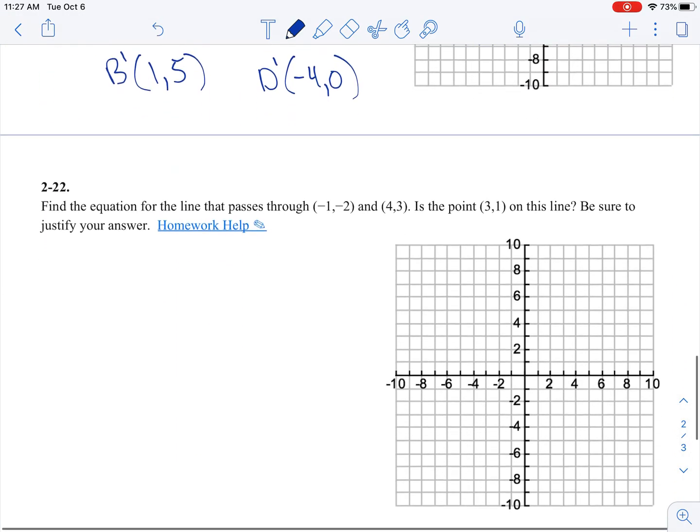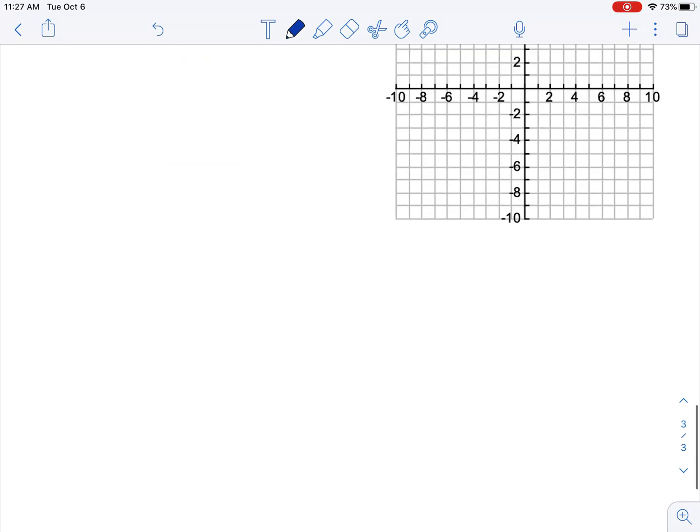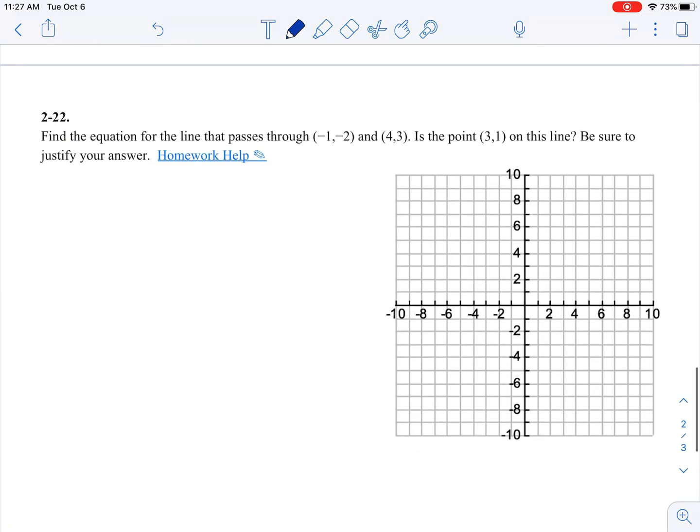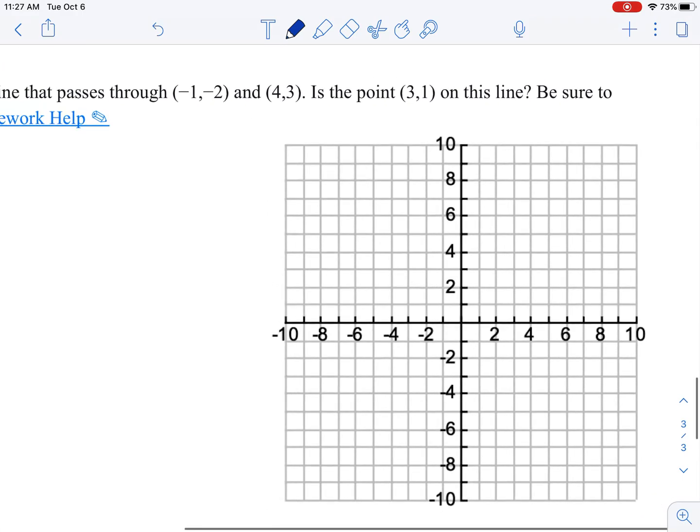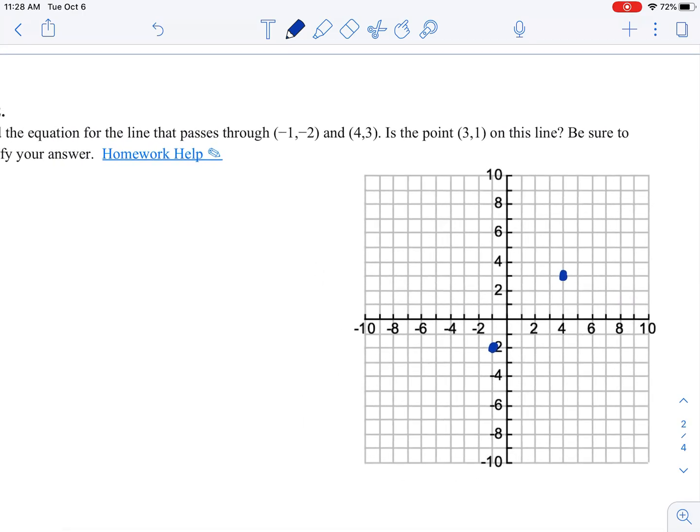All right. 22, find the equation for the line that passes through. I think this is the last one. All right, so when we find an equation that passes through these points, let's see, -1, -2 would be here. 4, 3 here. All right, so I'm going to go ahead and draw in a straight line here that I can. Okay, it's not the best, but it'll do.